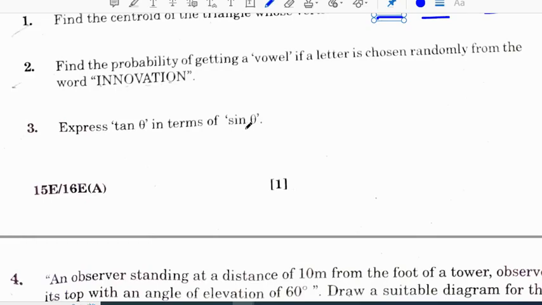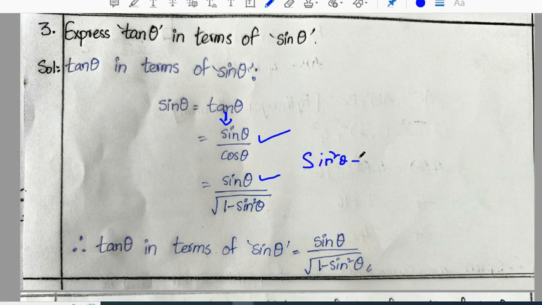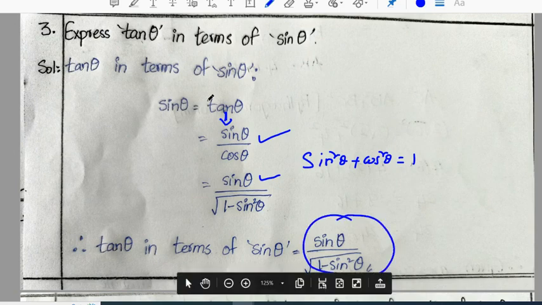Third question, express tan theta in terms of sin theta. We have to express tan theta in terms of sin theta. So we know the formula of tan theta, which is sin theta by cos theta. Cos theta can be expressed as root over 1 minus sin square theta, because sin square theta plus cos square theta value is 1 based on identity 1. So it is expressed as sin theta by root over 1 minus sin square theta.